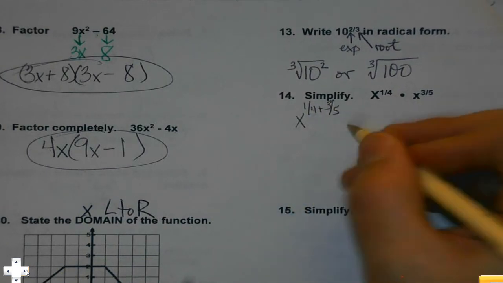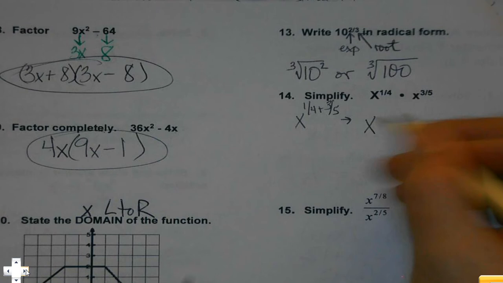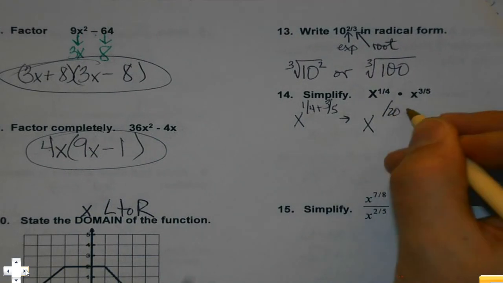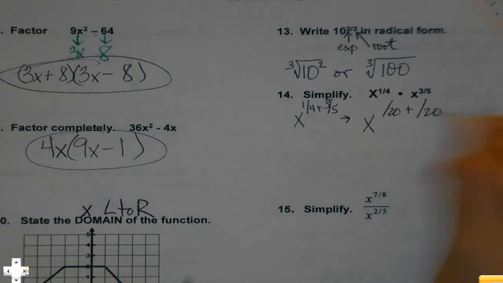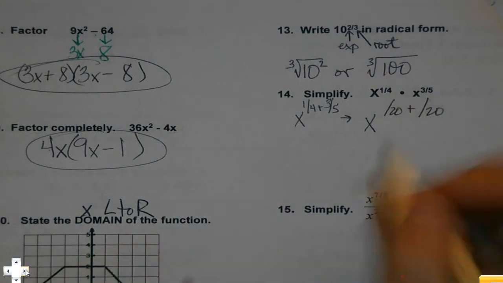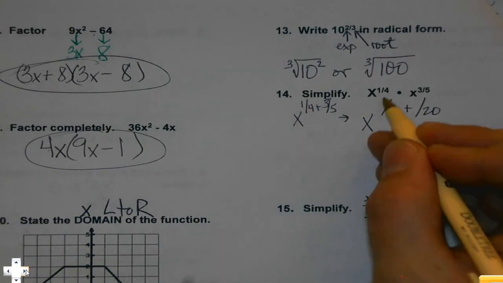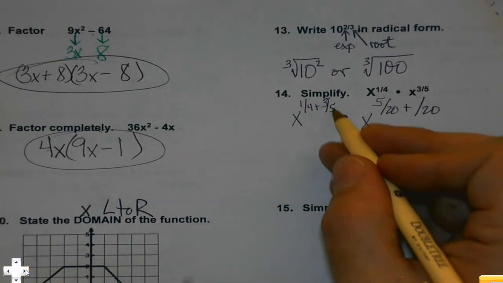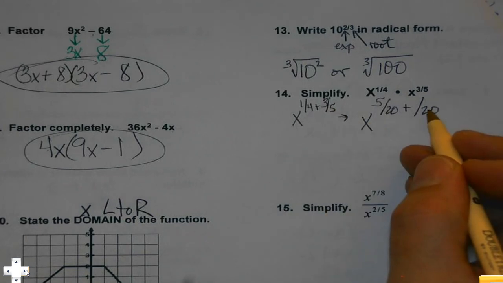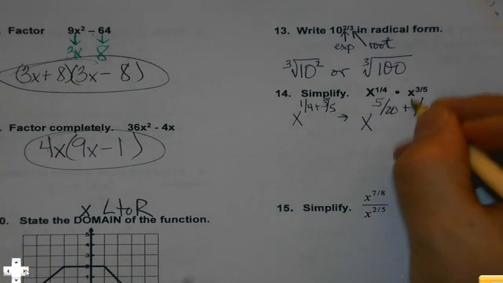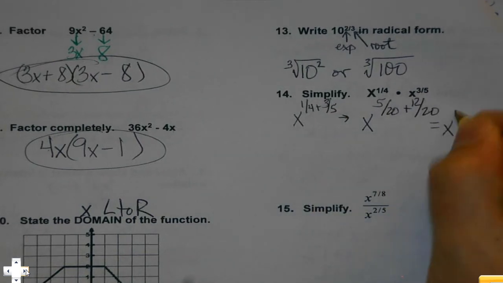If you're good at finding your common denominators, 4 and 5 would get me 20. 4 times what gets me to 20? 5. So 5 times 1 is 5. 5 times what gets me to 20? 4. So 4 times 3 is 12. And I can get my answer.